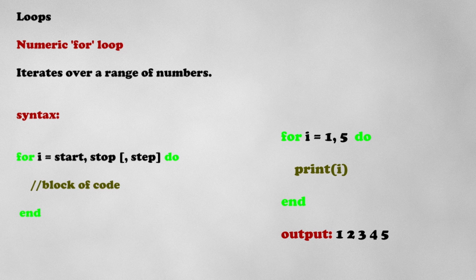Then its value changes to the next number, which is 2. Then again it enters into the block and prints the i value, which is 2. Then it changes to 3 and enters into the block and prints the value. This loop prints until the number 5. After that, it changes to 6 and checks the condition. We just iterate 5 times only, so it exits the loop. See, we got numbers from 1 to 5.